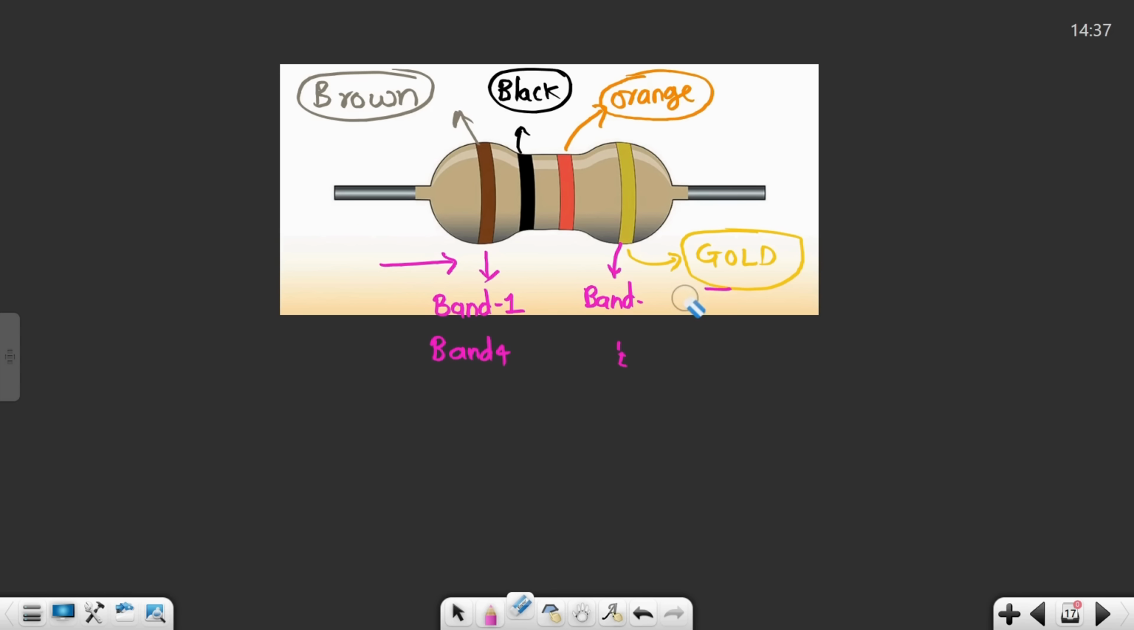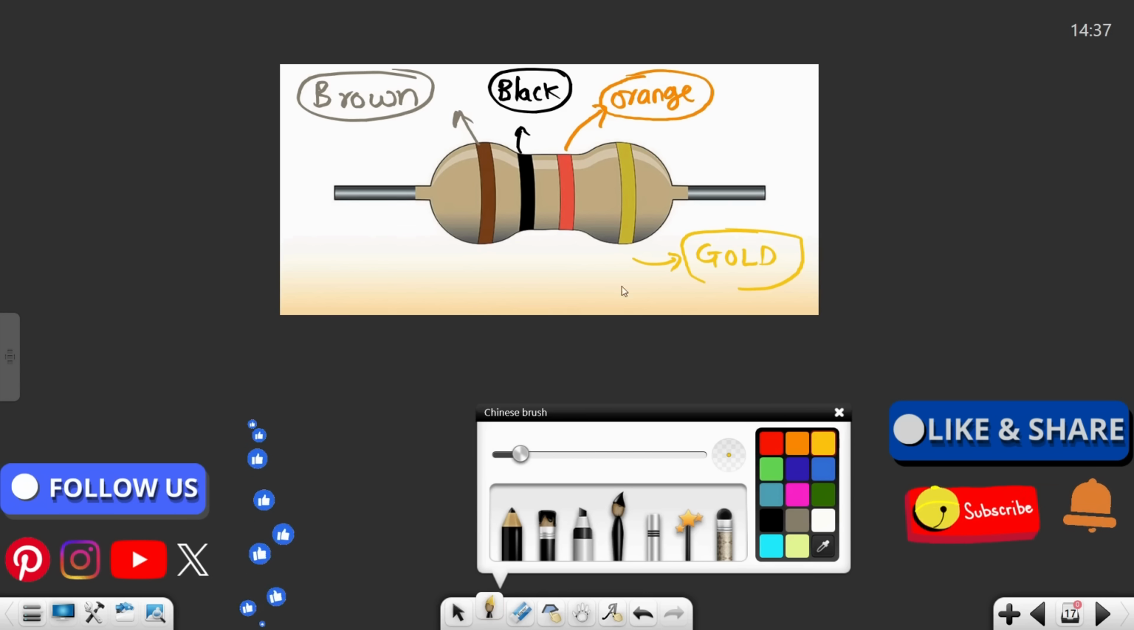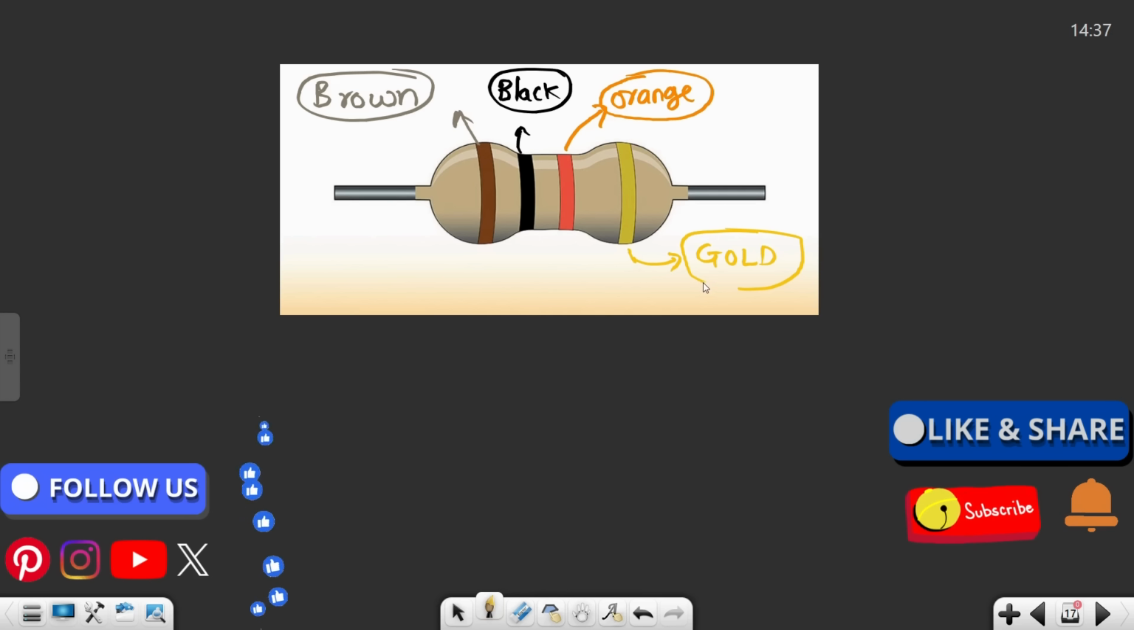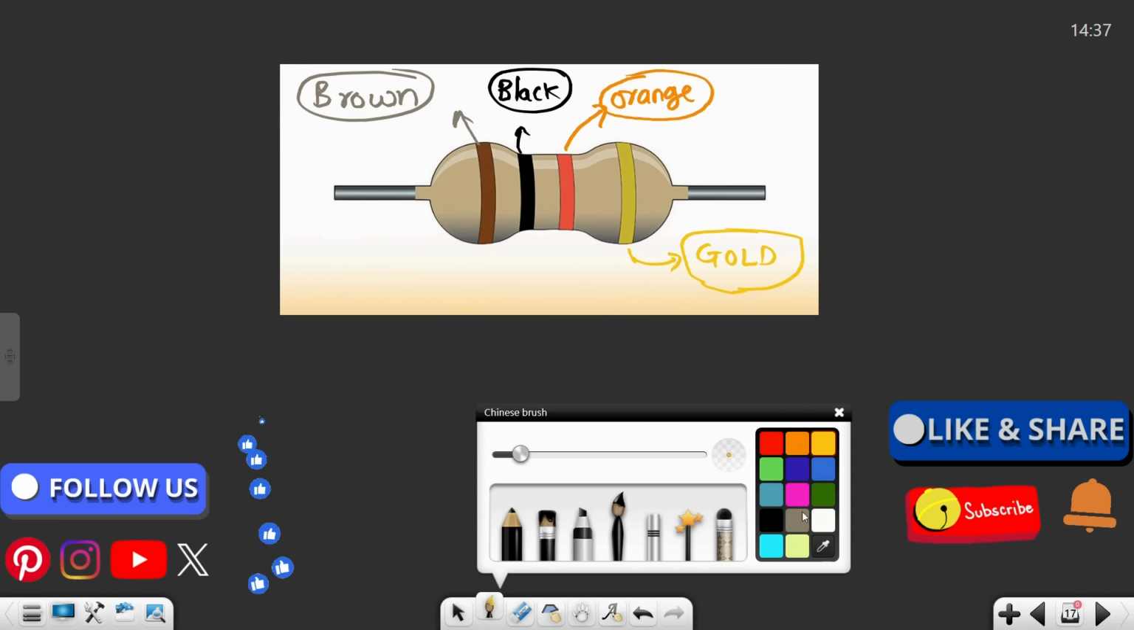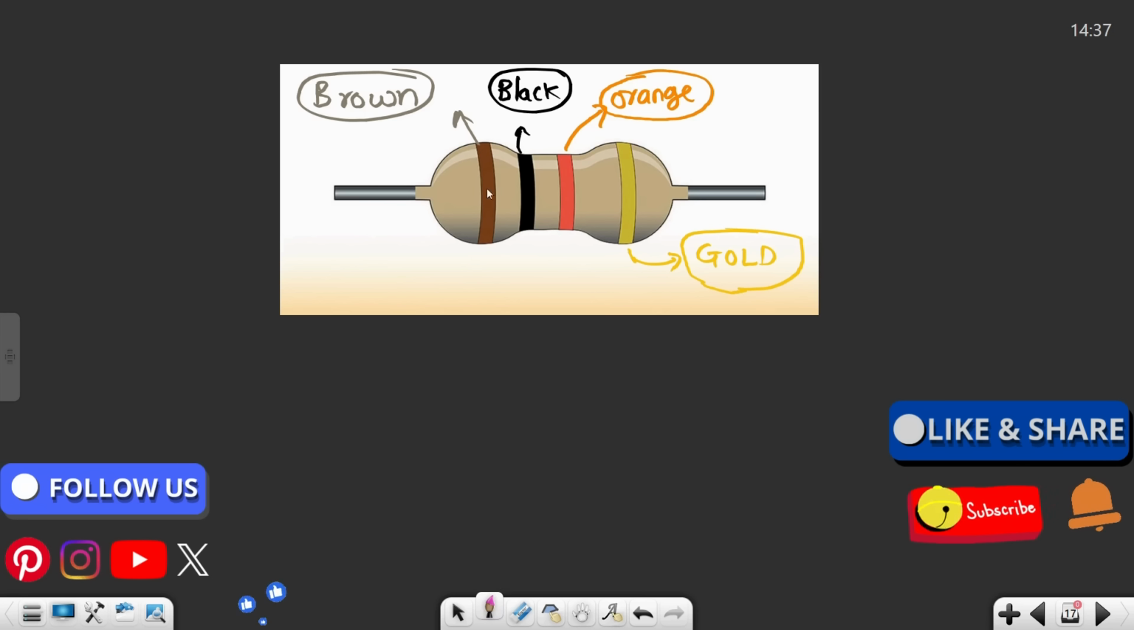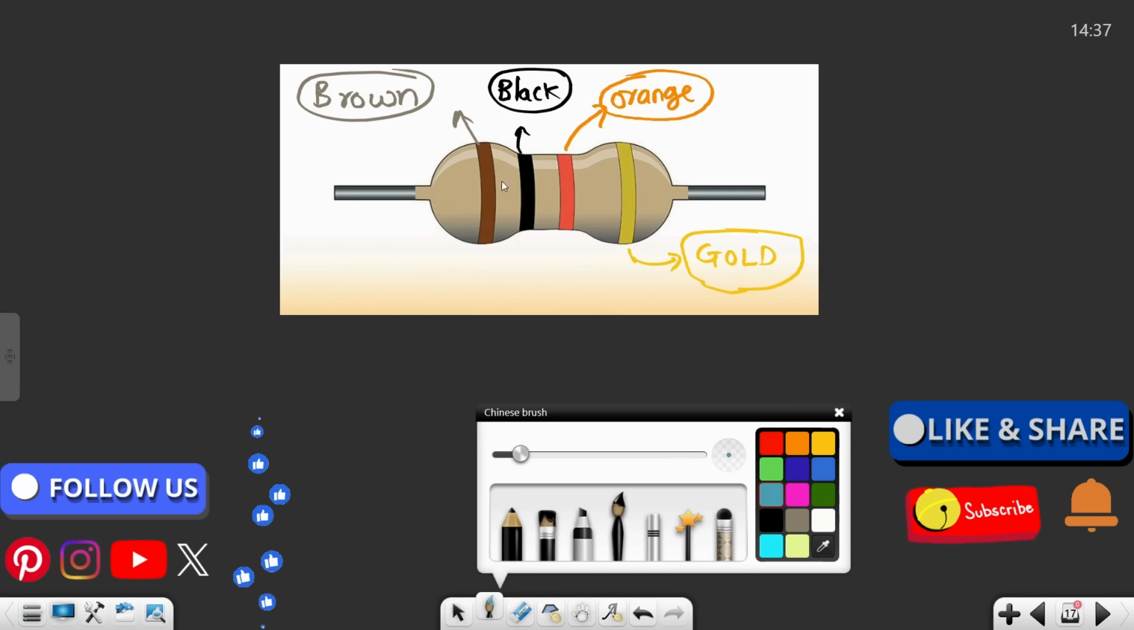Let me erase all of this. So how to identify whether this particular gold is band 4 or band 1, or rather whether this brown color band is band 1 or band 4? It's quite simple. We just need to see the gaps between the bands. So you see the gap, let me change the color so that everything will be visible to you all. I hope this color is visible.